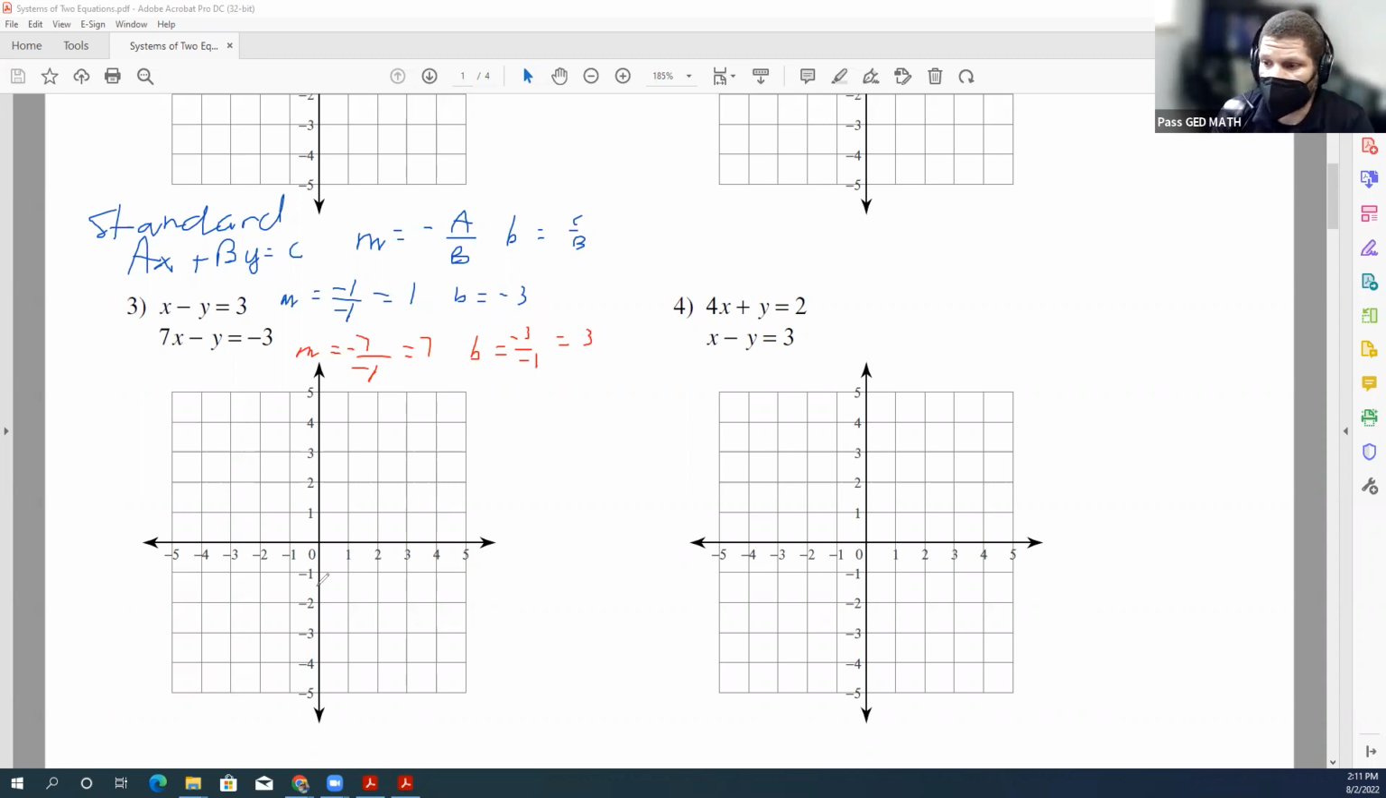Okay. So for the first one, our y-intercept is -3. Our slope is +1, so up 1 and over 1. Then we're going to draw a line. This might take me a little bit just to get this lined up correctly. Okay. Now we're going to use our second equation. The y-intercept is 3.